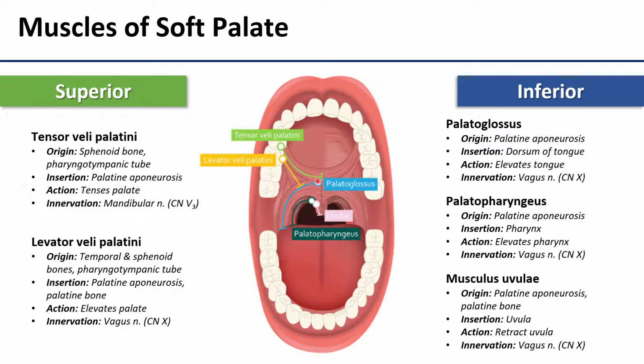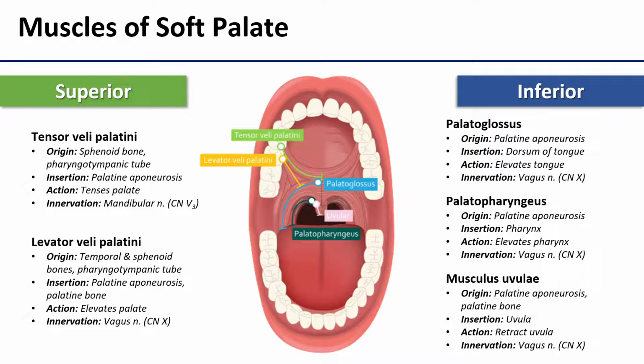All right, so let's look at those other muscles. On the superior aspect of the soft palate, we have levator veli palatini sitting just posterior to tensor veli palatini. That is going to originate from the temporal and sphenoid bones and also from that pharyngotympanic tube. So we have 2 muscles here that originate from the pharyngotympanic tube. This is then going to travel inferiorly, where it's going to insert on that palatine aponeurosis. When it fires then, it is going to pull that aponeurosis upward. It's going to elevate the palate and close off the passageway between the nasopharynx and the oropharynx.